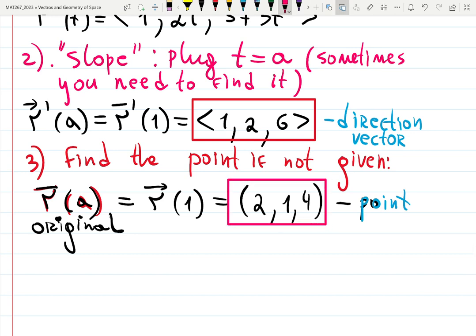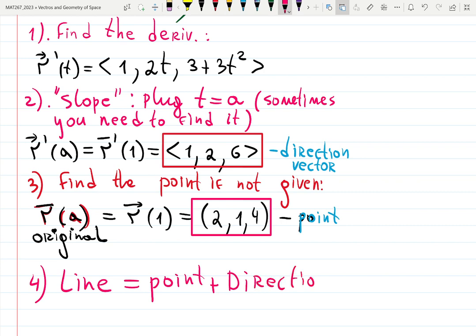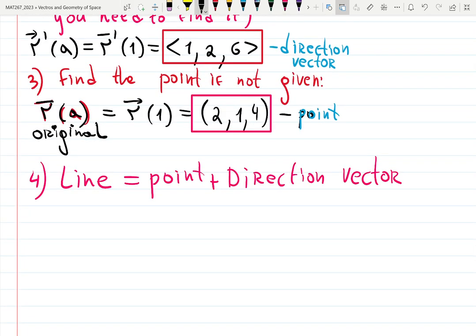And the answer follows. Line, step 4. Step 4, equation of a line is point plus direction vector. So now we have both, and we know that formula. Write it down. R is R sub 0 plus V times T.